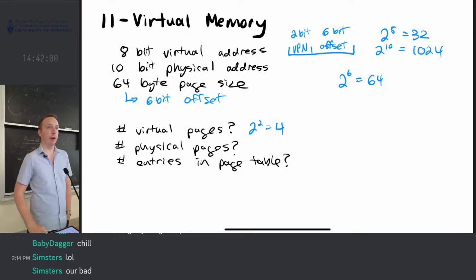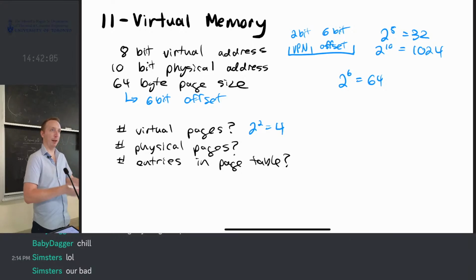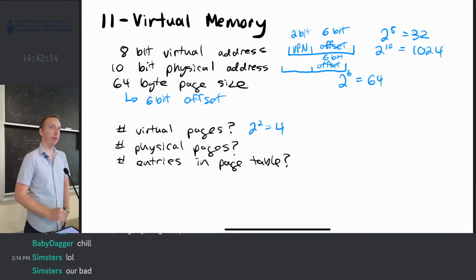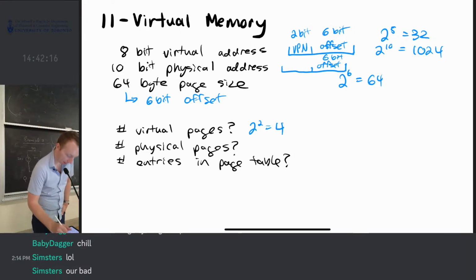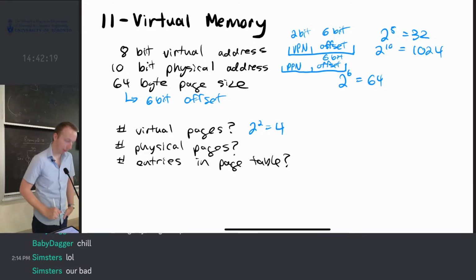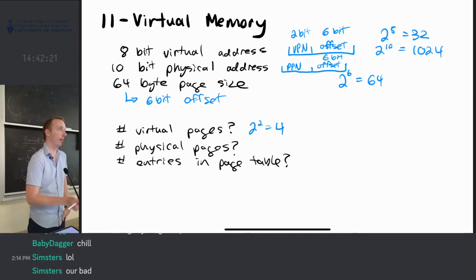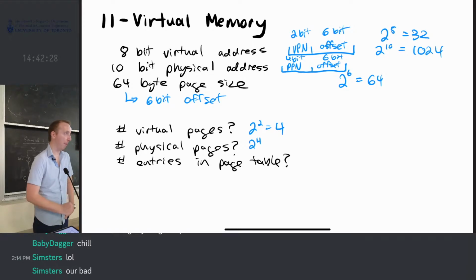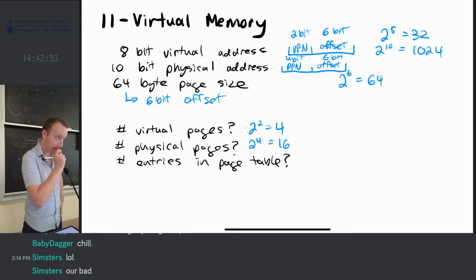What about the number of physical pages? Yeah. 16, right off the top of your head. Why is that? Well, it's going to be the same argument. For the physical address, the offset's still 6 bits because I don't have to translate that. So to know how many bits I need for my physical page number, this is 10 minus 6, so I need 4 bits. So if I need 4 bits, that means I can have up to 2 to the power of 4 different physical pages, which is 16.